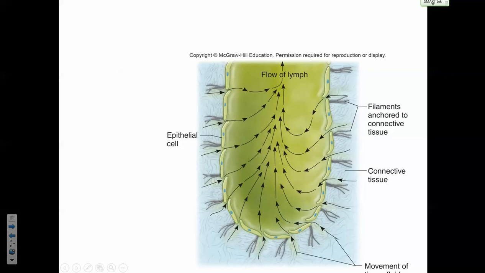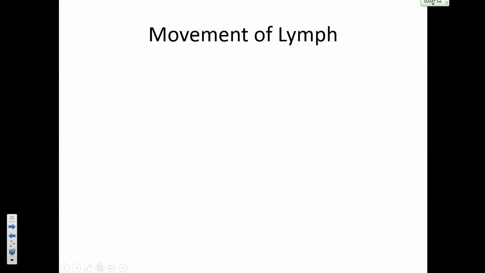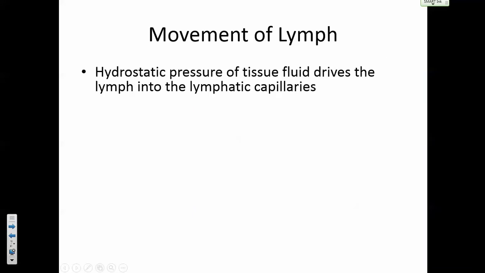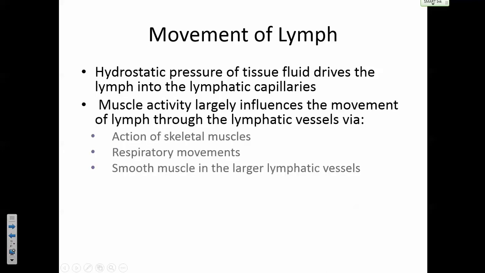Do you understand how it can't back up out of the lymph capillary? Because it'll close off the little overlap. So it can only move in one direction, which is a good thing. So the driving force for the movement of lymph is simply the hydrostatic pressure in the tissues, pressure due to all that fluid buildup. Once it's in the larger lymph vessels, it can't go backwards because of the valves. They prevent a backflow, just like in your blood veins.